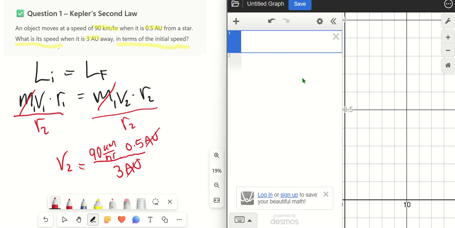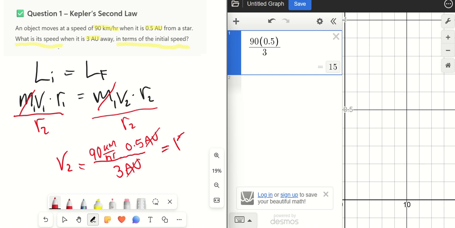Now I'm going to come to Desmos and just type in what I see. So I have 90 multiplied with 0.5. This whole thing is going to be divided by 3. And this tells me that my answer is going to be 15 kilometers per hour. That is my answer.